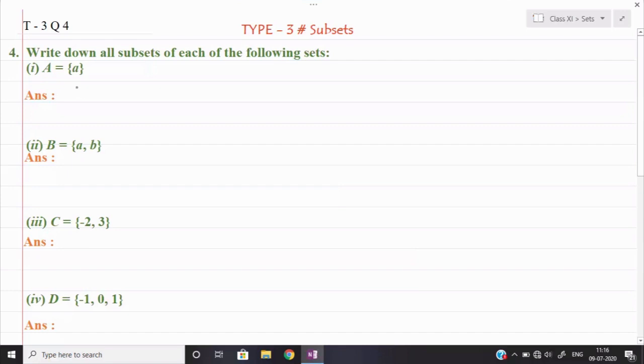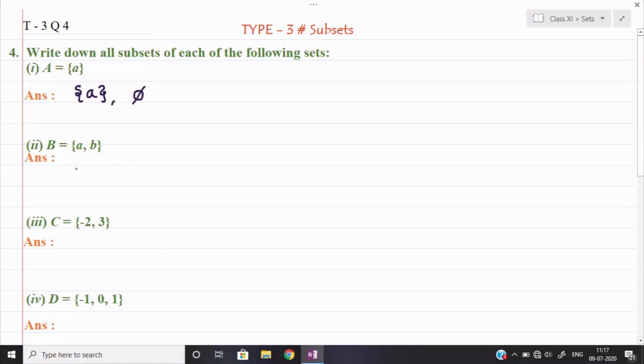Remember, since we know that every set is a subset of itself, my first answer will be the given set itself. Since here we cannot make any part more than this one because the set contains only one element. And second thing, remember, the empty set is a subset of every set, so here we shall write down ϕ.